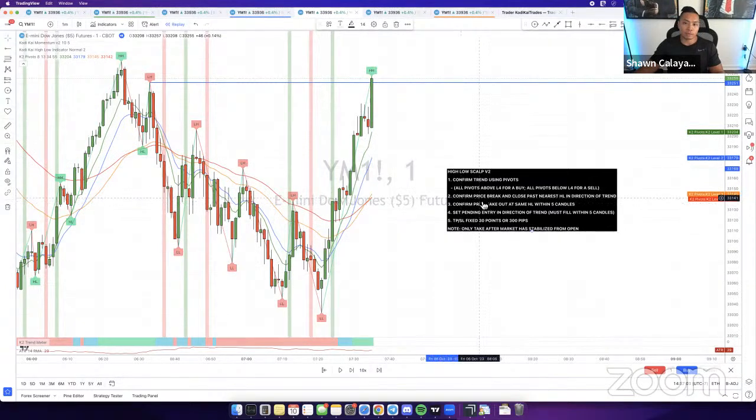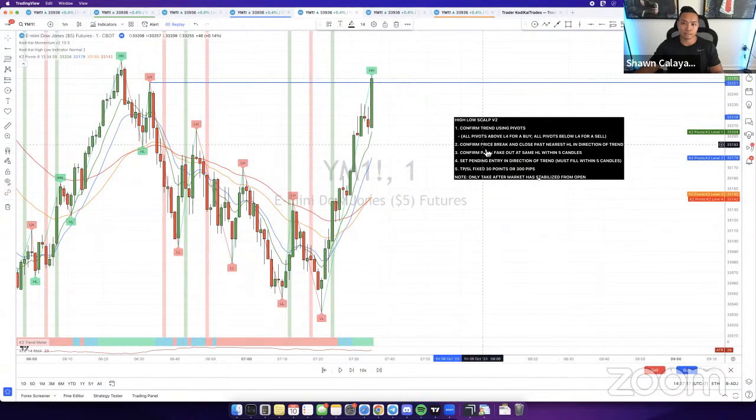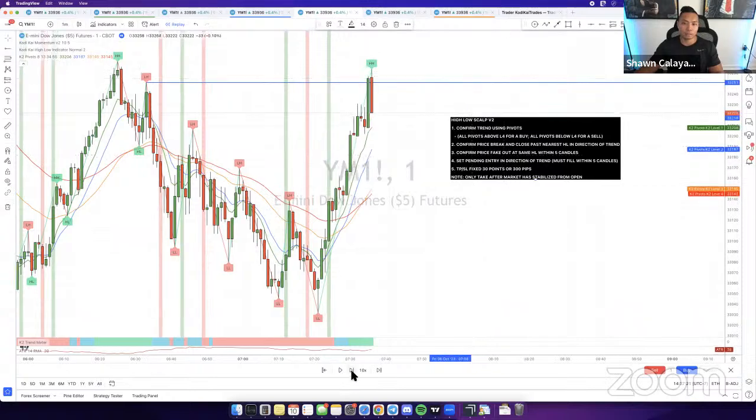Step 2, you want to confirm price breaking and closing past the nearest high low. You can see that this high low right here has not been broken and closed past yet, so it's still useful. Once this candle breaks and closes past it, that's going to be step 2. Step 3, you want to confirm a fake out within 5 candles. So this next candle over here fakes out. You can see how price breaks past it and fakes out right here.